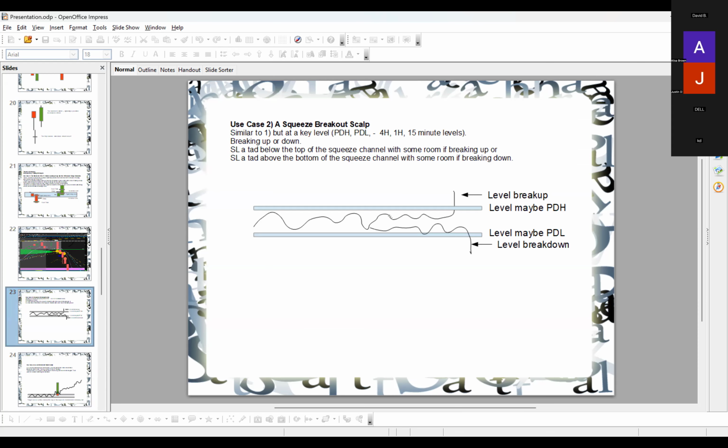So that was use case 1, the breakout. Use case number 2 then is what I like to call the squeeze breakout scalp. And the squeeze breakout scalp is where you've got consolidation that's going on between a level of resistance and a level of support. And this has been going on for a period of time.